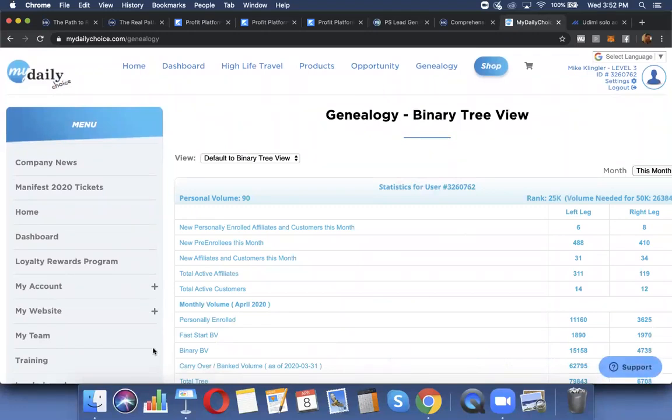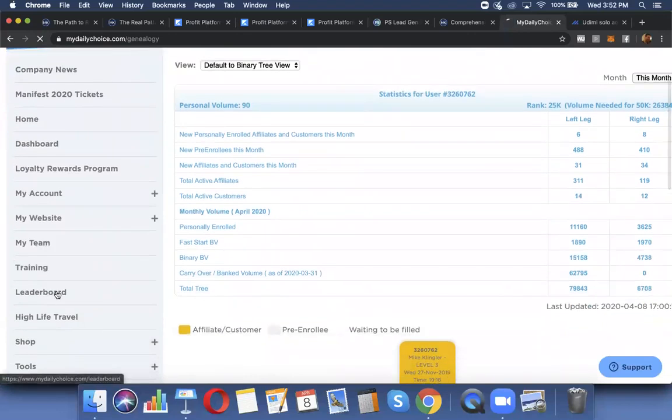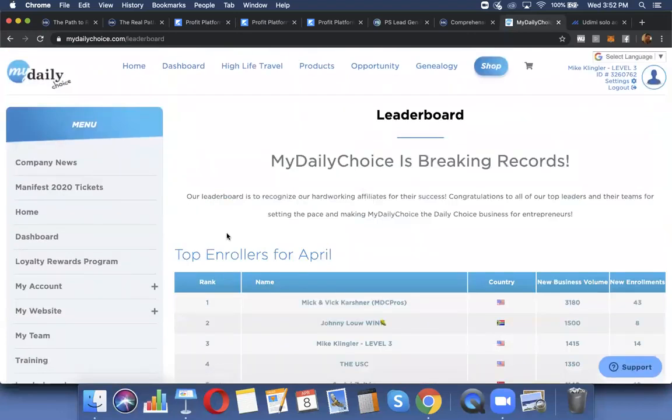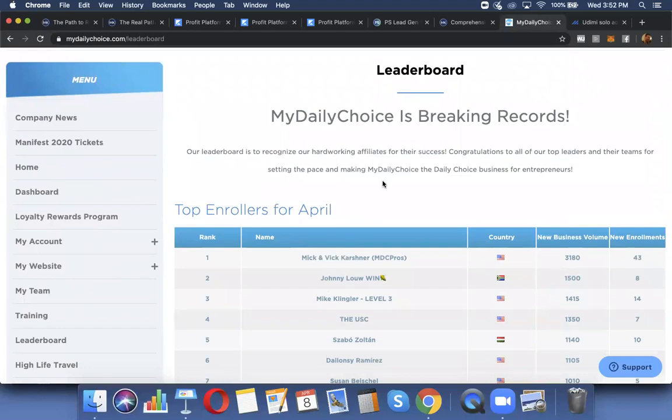Let me just go to the leaderboard here. The leaderboard's the top marketers in the company. And you can see right now in the month of April, this is only the 8th, I'm presently third. Now I give a lot of enrollments to my downline. Otherwise, I would be much higher than that. I don't share that to boast, but I want you to know, if you don't know who I am, that my marketing works. It's very, very effective.